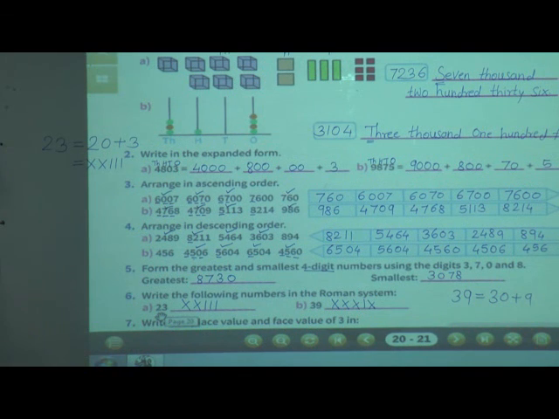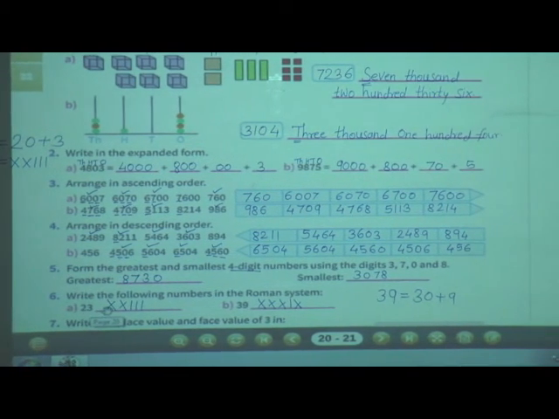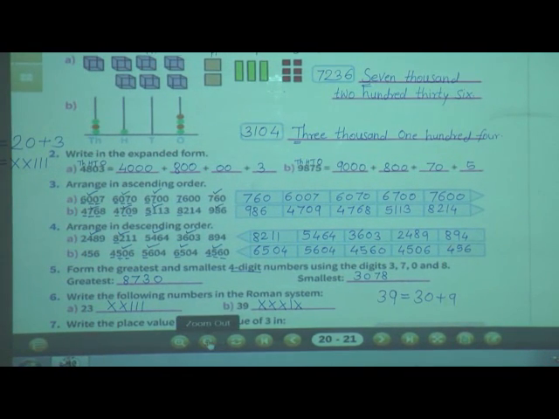Now students, we will move to the next question. Question number 7. See it in your textbook.